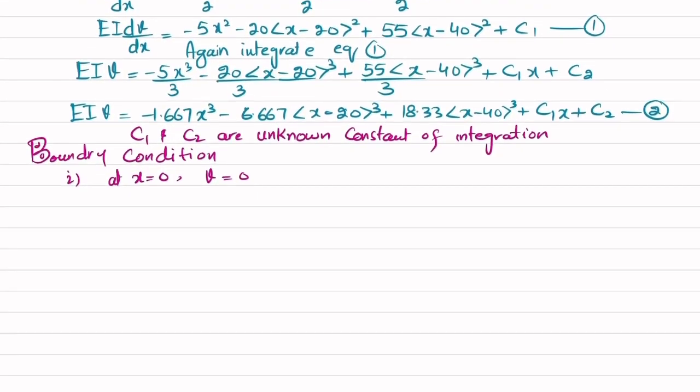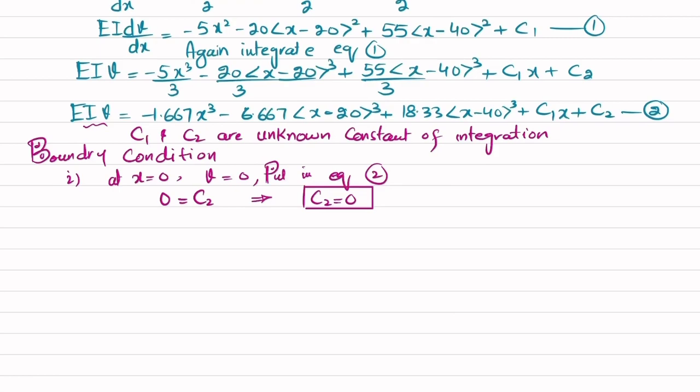So we will put it in equation number 2. So this term will be equal to 0 because v is equal to 0, and this term will also be 0 because x is equal to 0. This term will be 0 because x minus 20, that is 0 minus 20 in the Macaulay bracket whole power 3, is 0. Anything inside the Macaulay bracket that is negative will be considered as 0. And this will also be 0. C1 into 0 is 0. So it means that C2 is equal to 0.